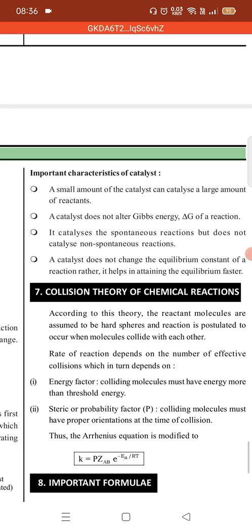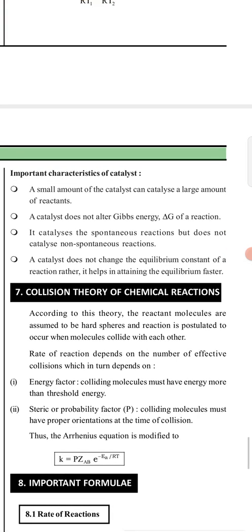So here the important characteristics of a catalyst are given. See, a small amount of catalyst can catalyze a large amount of reactant. A catalyst does not alter the Gibbs free energy, delta G, for the reaction. A catalyst catalyzes a spontaneous reaction, that is, a feasible reaction, but it does not catalyze a non-spontaneous or non-feasible reaction.